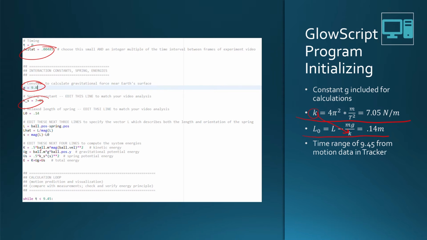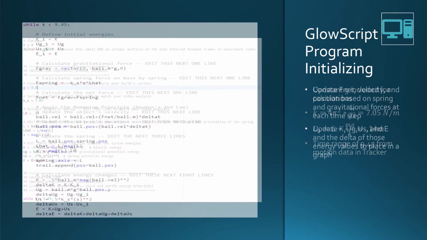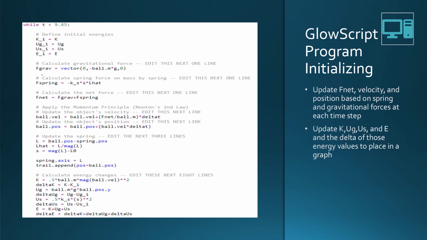I then also did the initial calculations for energy within the system using the equations I showed at the goals of the lab slide. Inside the for loop, I had to calculate the force of gravity, the force of spring, the net force, the velocity, and the position of the ball over each time step using the momentum principle and Newton's second law. I then updated the delta energies and energy values themselves to be used in a graph.